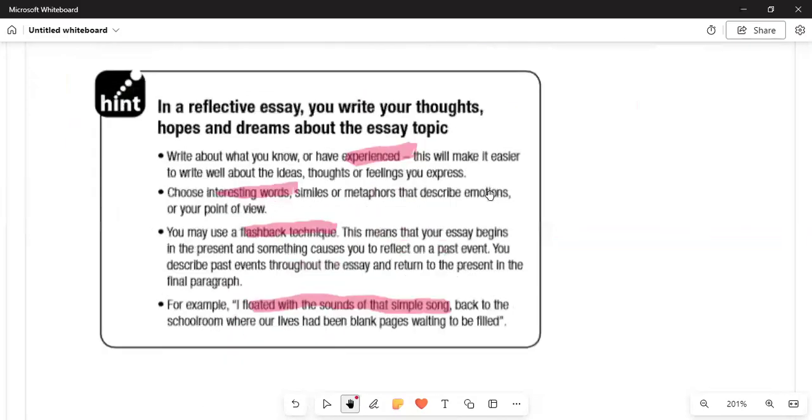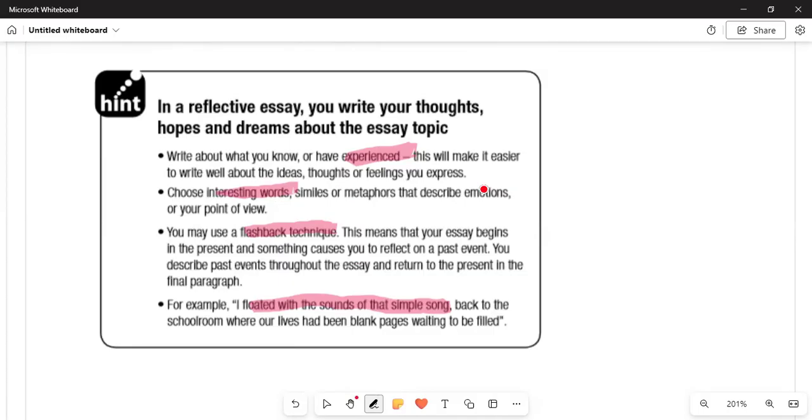All right. And then when we are writing this reflective essay, you need to put your thoughts and ideas together, with hopes and dreams about the essay topic. How do you write about that? Number one, ensure you write about what you know or what you have experienced. This will make it easier to write well about the ideas, thoughts, and feelings that you express. Remember that experiences play a vital role in how you express your feelings.